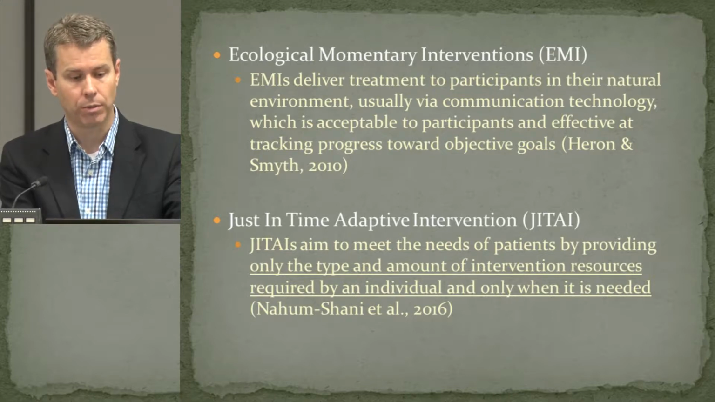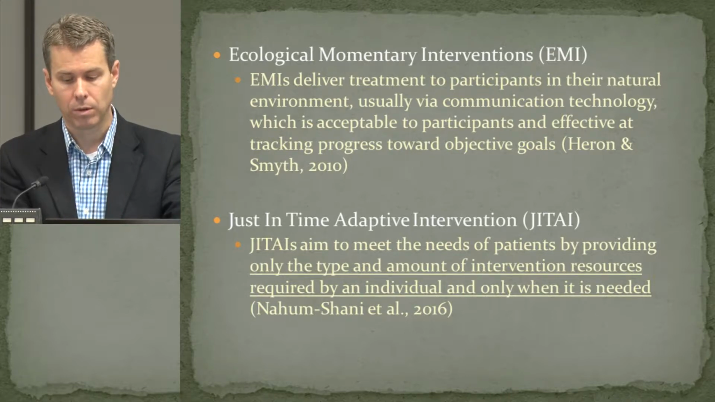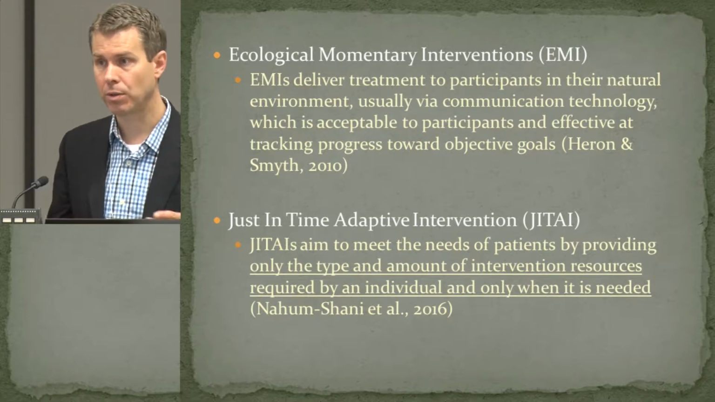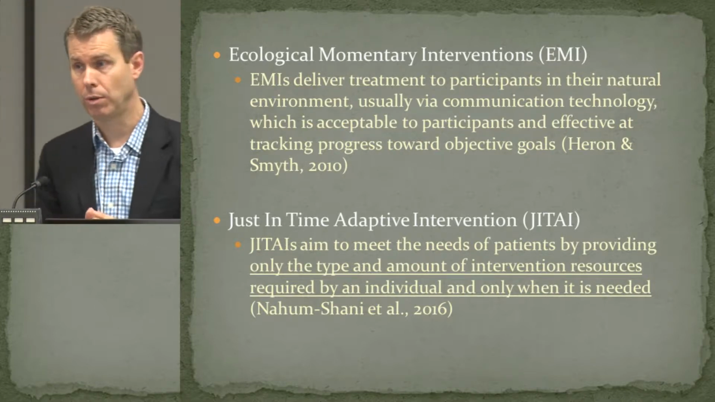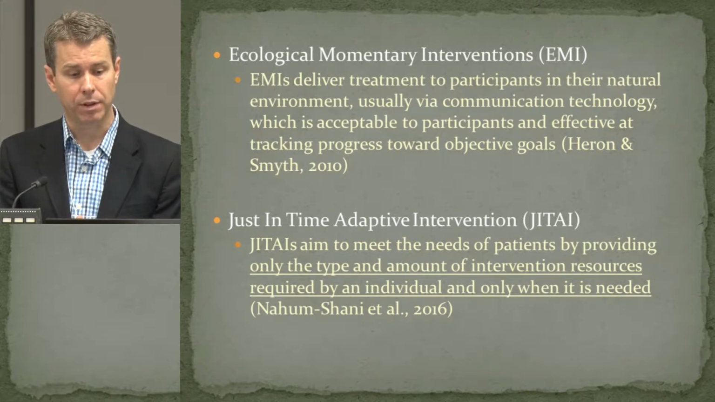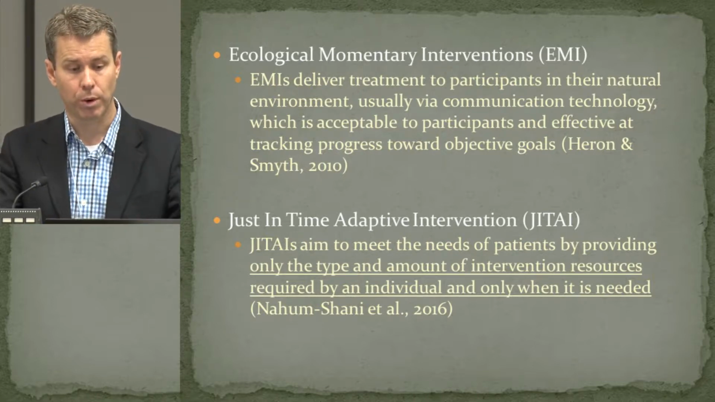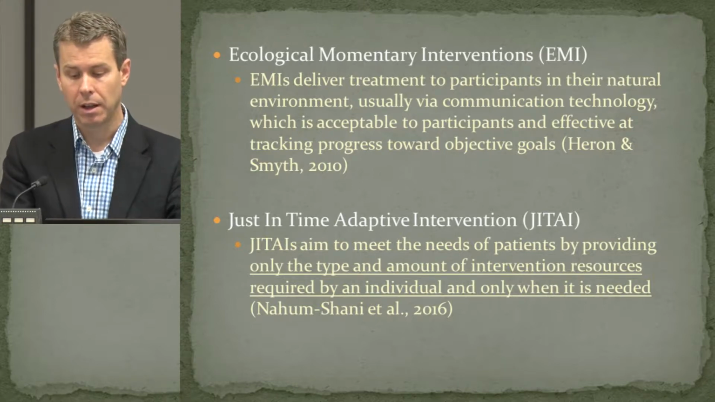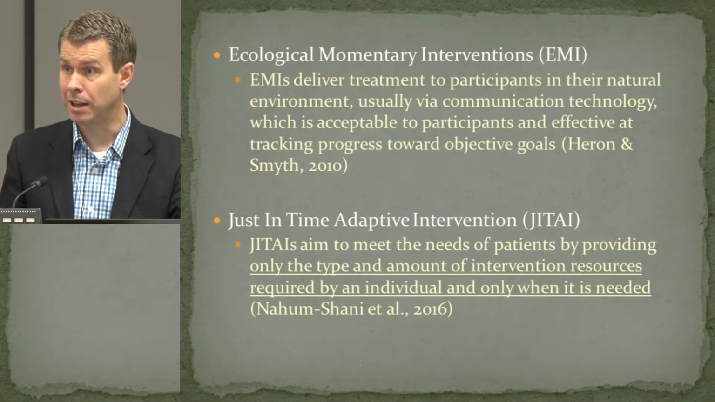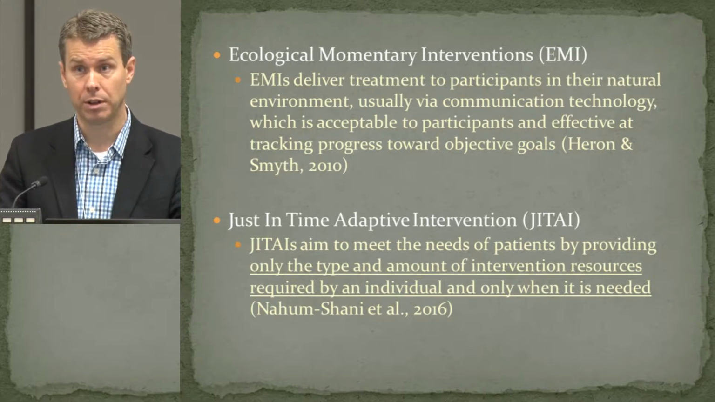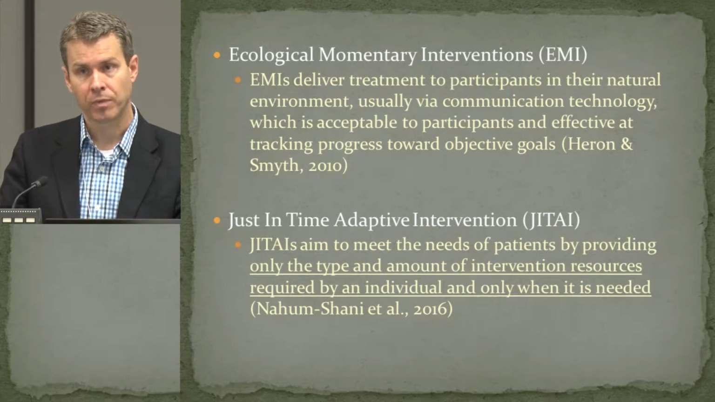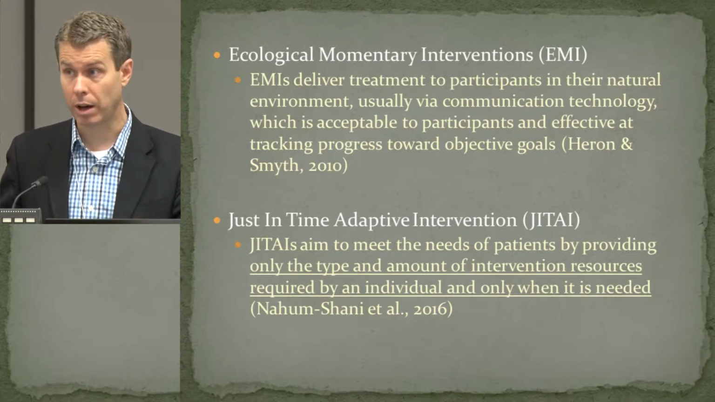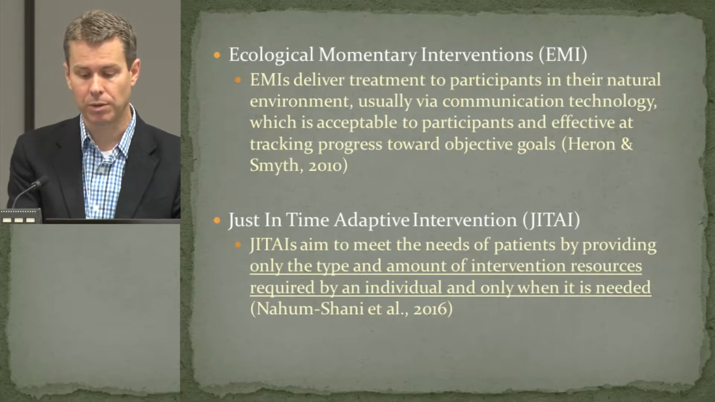Now, the more recent literature refers to just-in-time adaptive interventions, and this is a very good definition that I think really summarizes the theme of what we're trying to do with mobile health. Just-in-time adaptive interventions aim to meet the needs of patients by providing only the type and amount of intervention resources required by an individual and only when it is needed. That really summarizes quite nicely different mobile health interventions that really want to be nimble and deliver resources only to those people that need it when they need those resources. And then, of course, the patients that are doing well can receive some positive reinforcement, but you don't want to dedicate as many resources to them if it's not absolutely necessary.